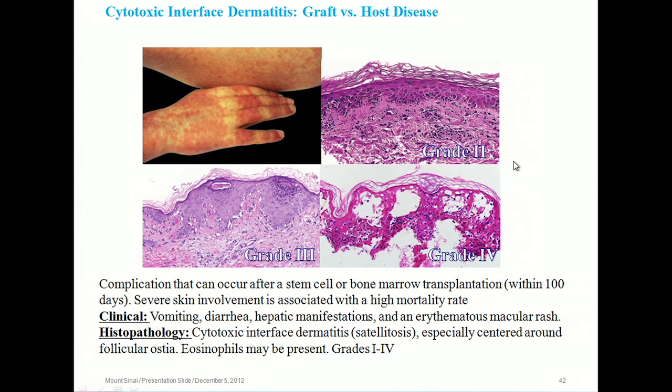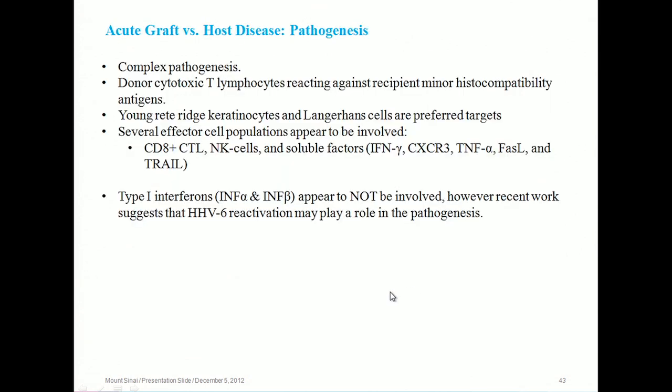There's been a grading system proposed: grade 2, which is lymphocyte cytolytosis around dyskeratotic keratinocytes; grade 3, in which there's some clefting involved; and then grade 4, with actual full blister formation and full thickness epidermal necrosis. The pathogenesis is complex, but what is known is that donor cytotoxic T lymphocytes react against recipient minor histocompatibility antigens. The inflammatory infiltrate typically targets young rete ridge keratinocytes as well as Langerhans cells.